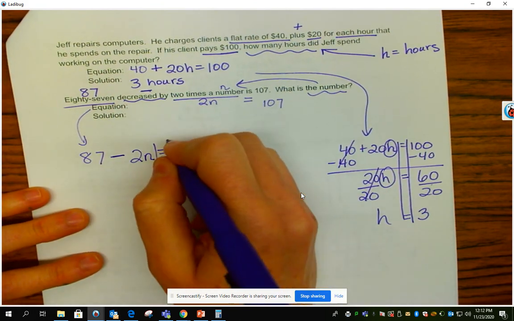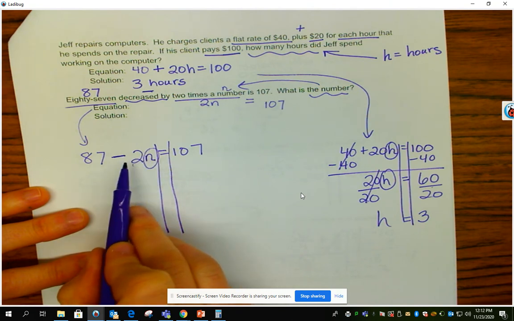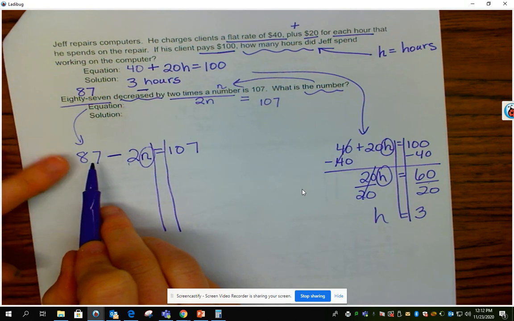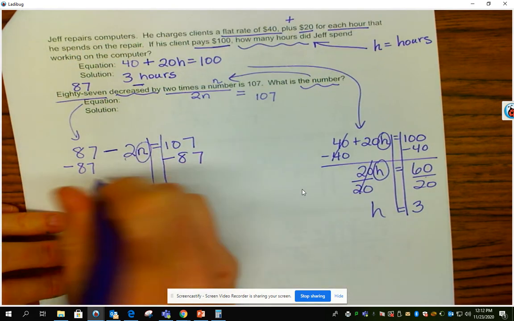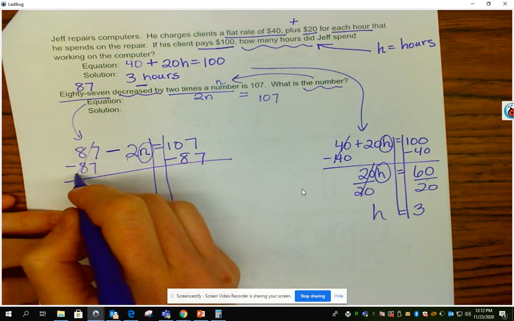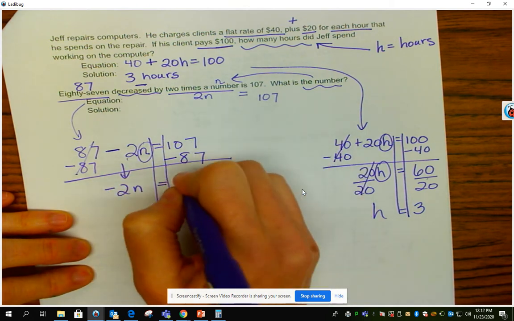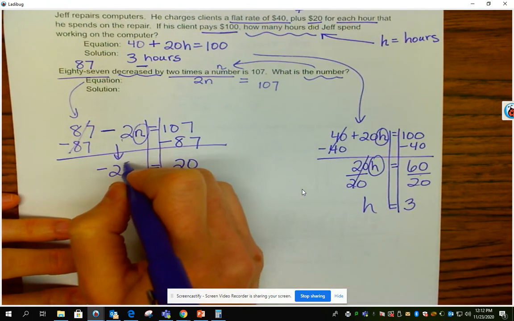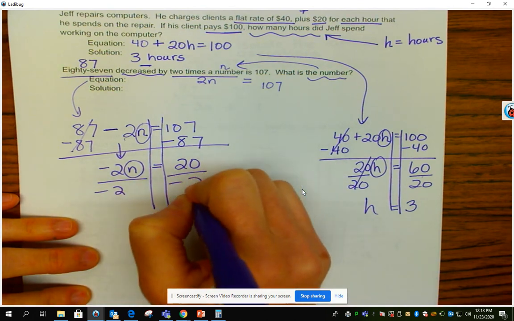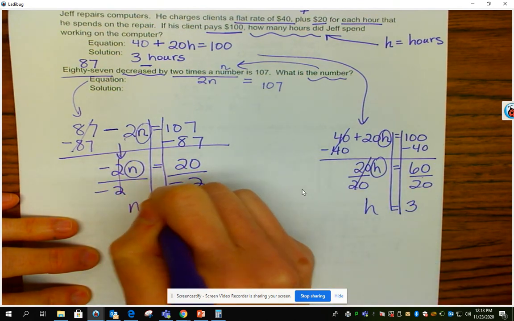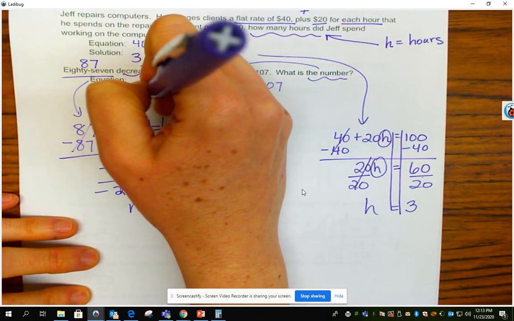And then solution, we just solve. So on the side with the variable, this negative 2 is being multiplied by n. This 87 is positive. We can subtract that away. Even though it's in a different order than we're used to, it's still the same idea. The 87s cancel. Bring down your negative 2n. 107 minus 87 is 20. Okay. To get rid of the negative 2 times n, we're going to divide by negative 2. Okay, so n would equal 20 divided by negative 2 is negative 10. So our solution is negative 10.